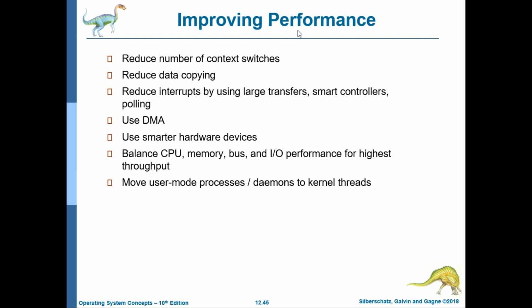Okay, next we have improving performance. To improve I/O performance, we have to reduce the number of context switches, reduce data copying, and reduce interrupts by using large transfers, smart controllers and polling. Use direct memory access, use smarter hardware devices, and balance the CPU, memory, bus, and I/O performance for highest throughput. And move user mode processes or daemons to kernel threads.